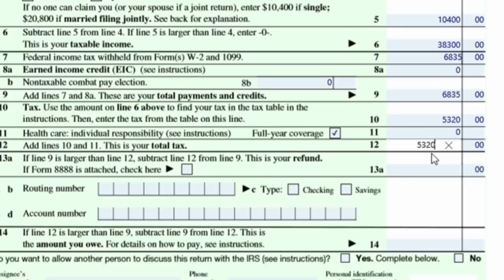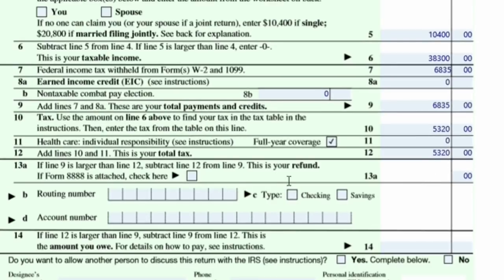All right, the next part says if line 9 is larger than 12, which it is, then we will subtract and we'll get a refund. So when I subtract those two numbers, I get 1,515. So Paco is getting a refund.